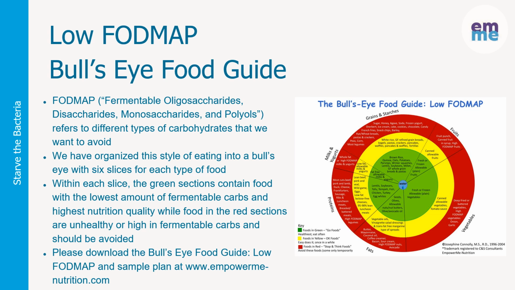The yellow section includes foods that are low in fermentable carbohydrates, but of average nutritional quality. So you can have some of them while you're following the low FODMAP style of eating, but they're not the powerhouses of nutrition. And then the foods in the red outer circle are foods that are generally not healthy for anybody, and also the foods that are high in fermentable carbs that are really important for you to avoid.